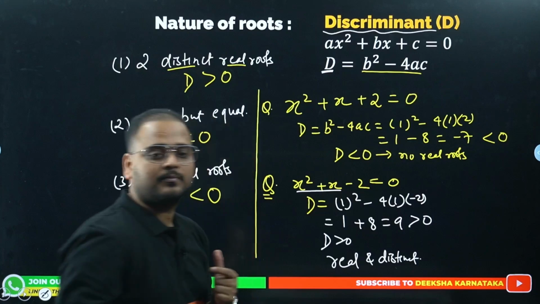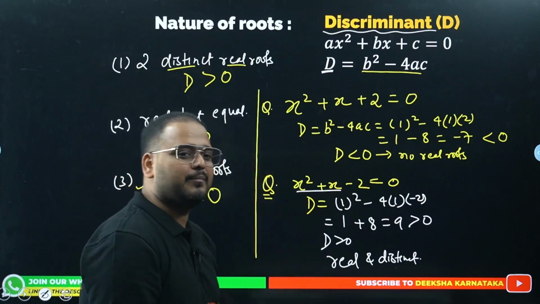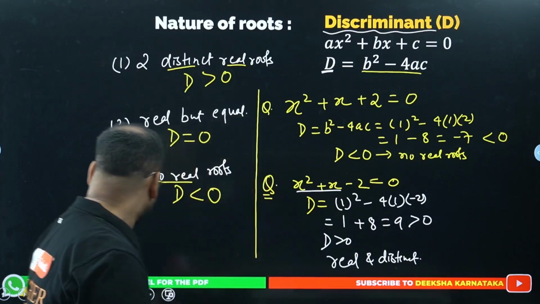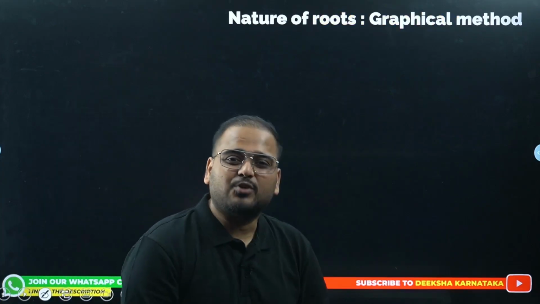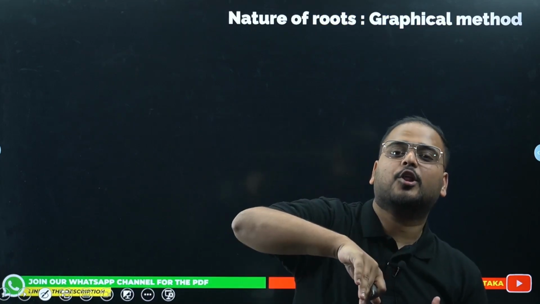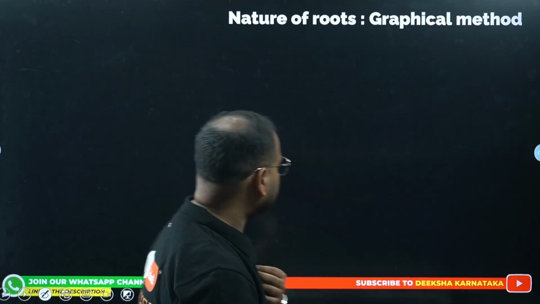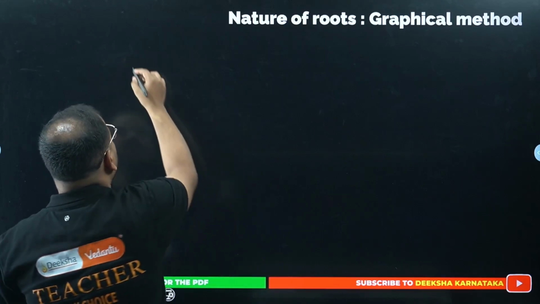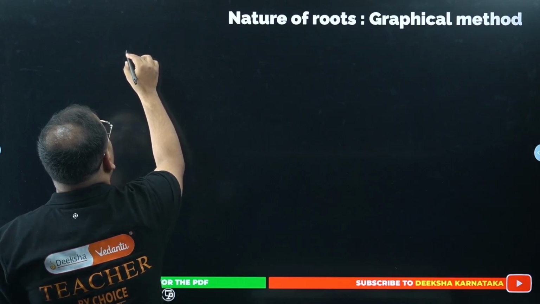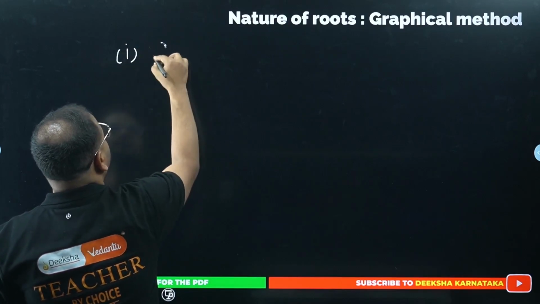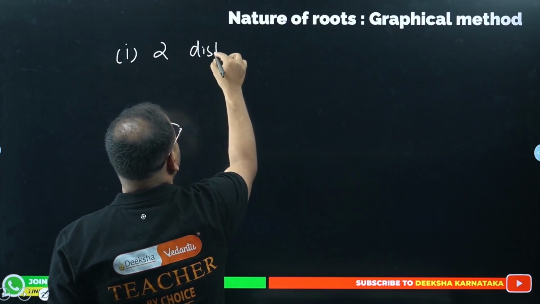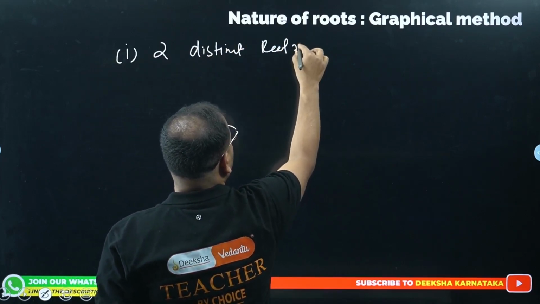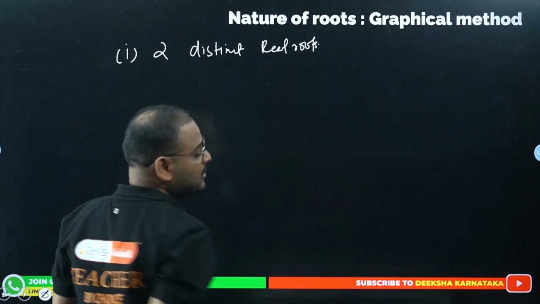Okay, let's move on to the graphical method. Another way to look at it, to solve the questions quickly. Not much is there in the graphical method. I'll just draw the graphs, recall it from polynomials, and we'll move on. Again I'll write all three cases. So let's take two cases here. Case 1: two distinct real roots. How will it look?